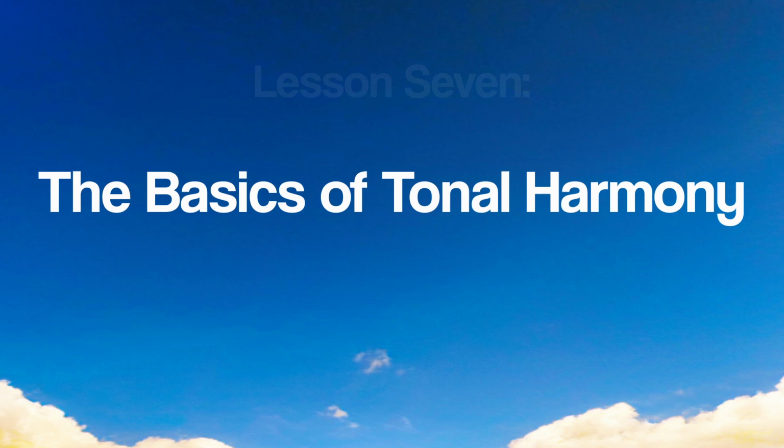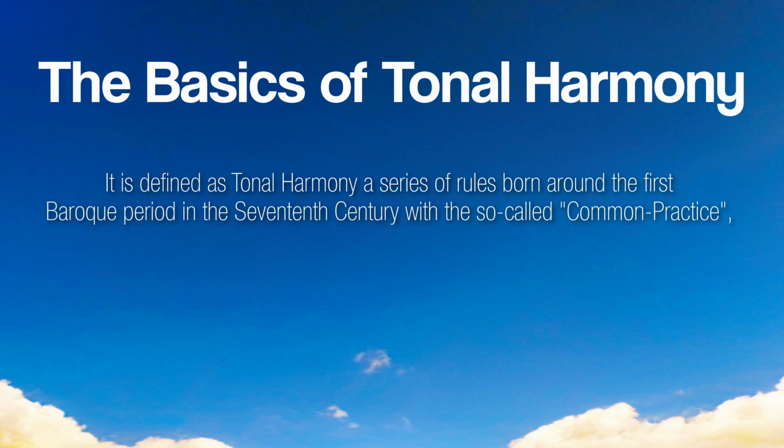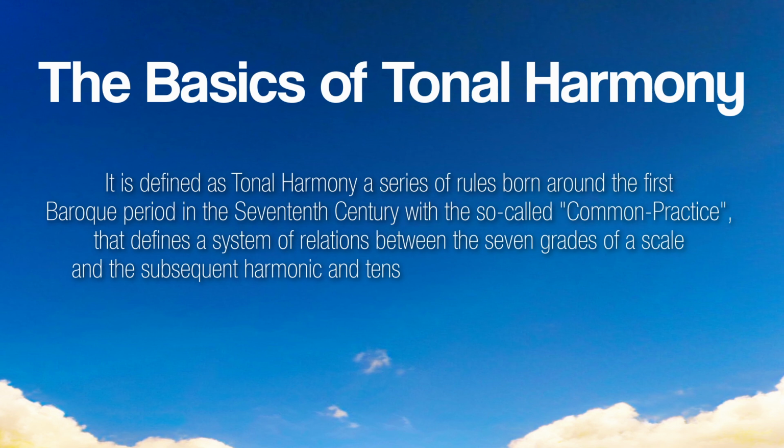But that's enough talk. In today's lesson, I will explain the basics of tonal harmony. Let's start with the definition of tonality. Tonal harmony is a series of rules born around the first Baroque period in the 17th century with the so-called common practice, which defines a system of relations between the seven grades of a scale and the subsequent harmonic and tension properties between those grades.